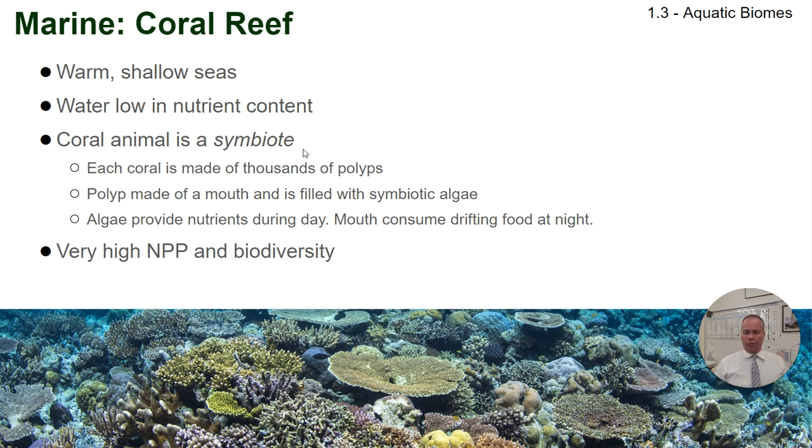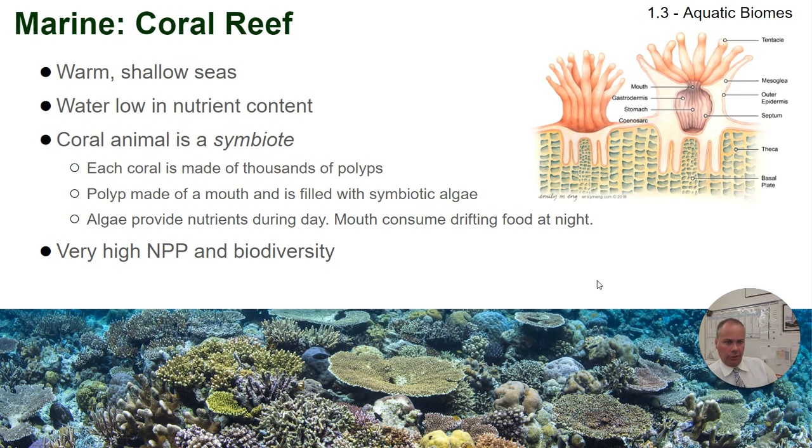And those coral form these skeletons, these calcium-based skeletons that we see when we look at a coral reef. A coral reef is a collection of corals. And each coral organism is made of many of these things called polyps, okay, that form the organism. And it's very high in productivity and extremely biodiverse. Coral reefs are some of the most diverse ecosystems on Earth.